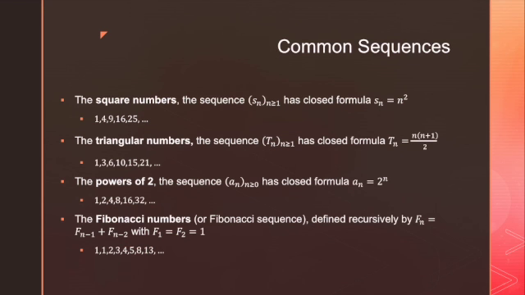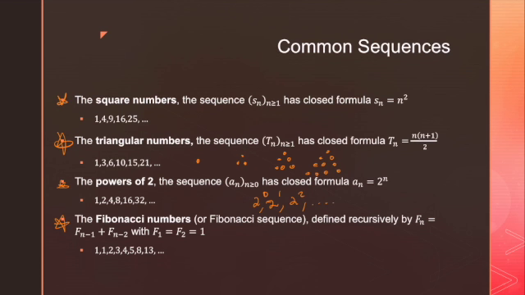I wanted to share with you guys some common sequences and their formulas. The first common sequence I want to talk about is square numbers. Square numbers are when I just take n and square it. Triangular numbers are when I can put the number of dots in a triangle, like 1, 3, 6, 10, right? So that's something you can definitely check out in the book. Then I also have powers of 2, so like 2 to the 0, 2 to the first, 2 to the second, and so on and so forth.